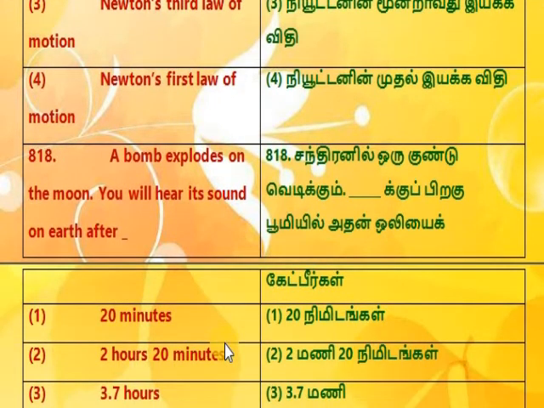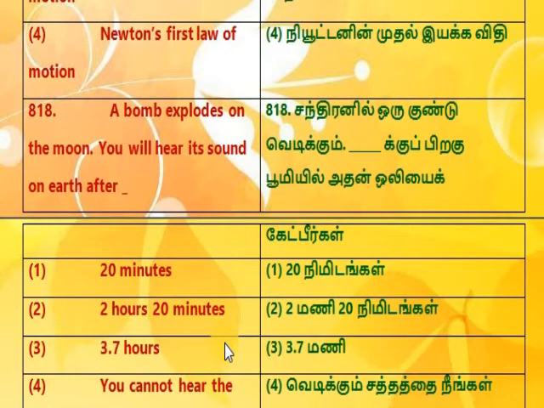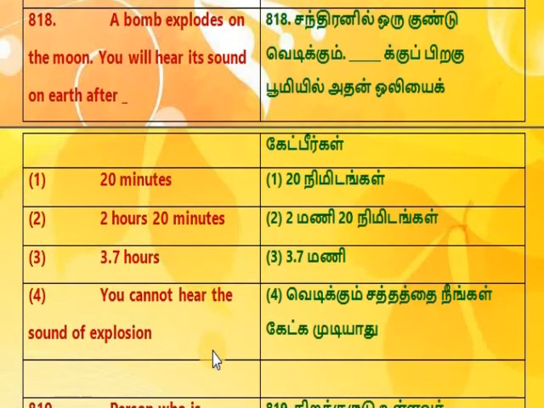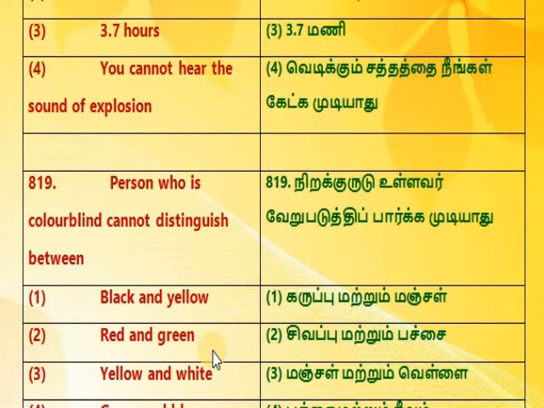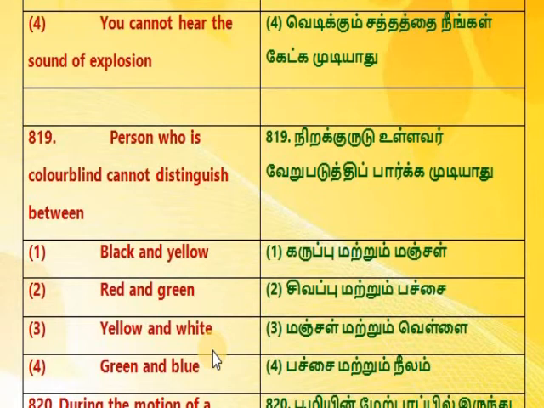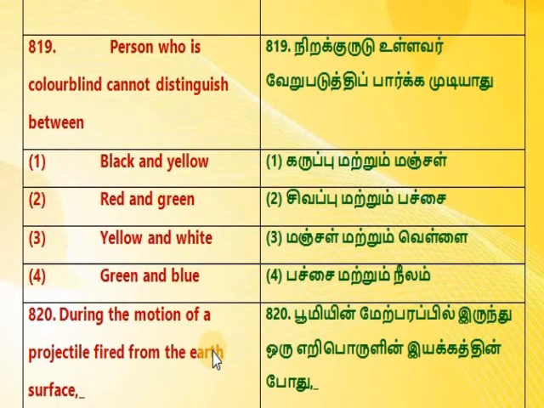818. A bomb explodes on the moon. You will hear its sound on Earth after 1. 20 minutes, 2. 2 hours 20 minutes, 3. 3.7 hours, 4. You cannot hear the sound of explosion. 819. A person who is colorblind cannot distinguish between 1. Black and yellow, 2. Red and green, 3. Yellow and white, 4. Green and blue.